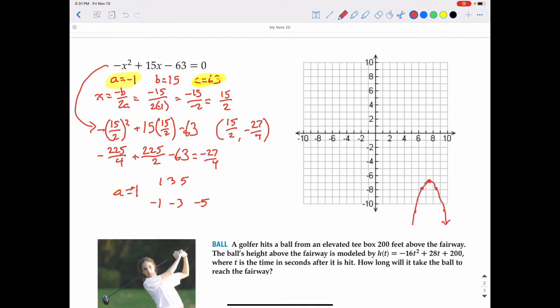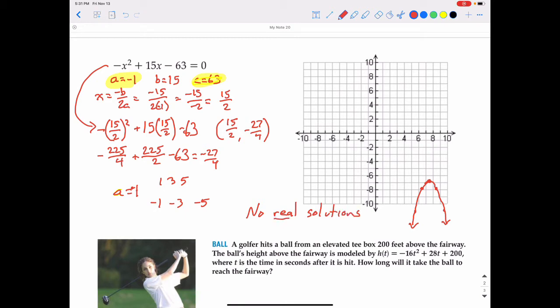But remember, we're trying to find the solution to the equation, and that's where there are x-intercepts. And this one doesn't have any x-intercepts. So that means that for this one, there are no real solutions. This is the phrase you would use when there are no x-intercepts. There are no real solutions.